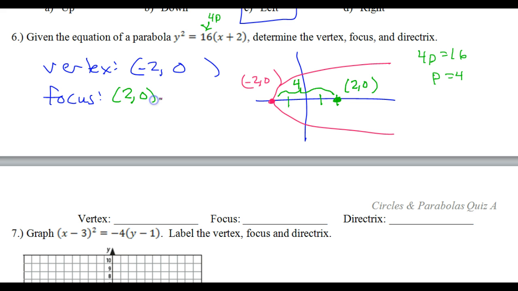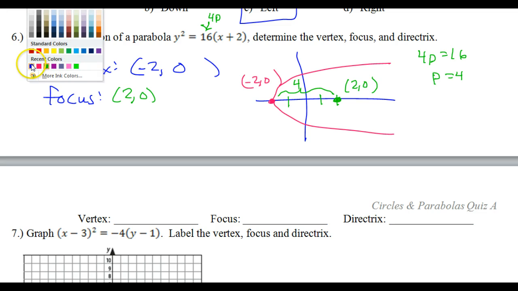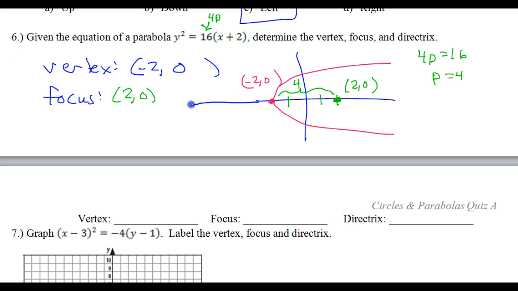2, 0. Now my directrix is also going to be p away from the vertex, but in the opposite direction. So here I go: 1, 2, 3, 4. So here's where my directrix will be. And this is negative 2, so this is negative 3, negative 4, negative 5, negative 6. Vertical lines are always x equals, so x equals negative 6.